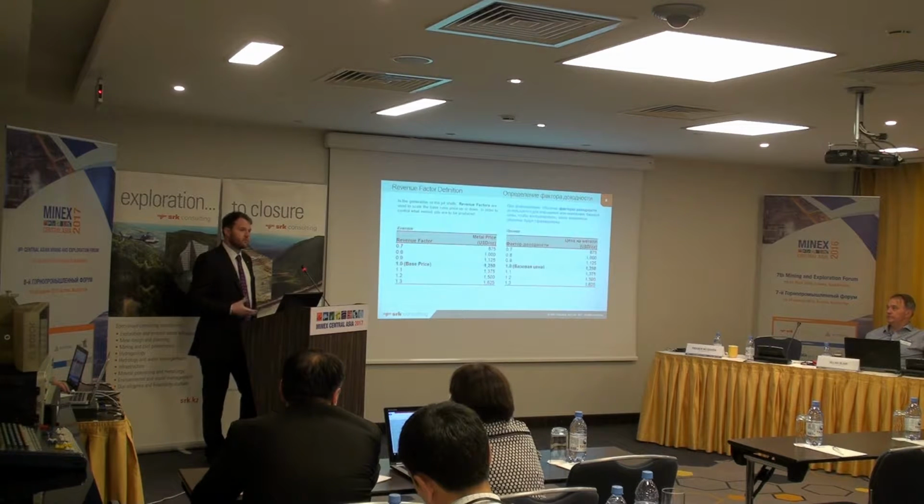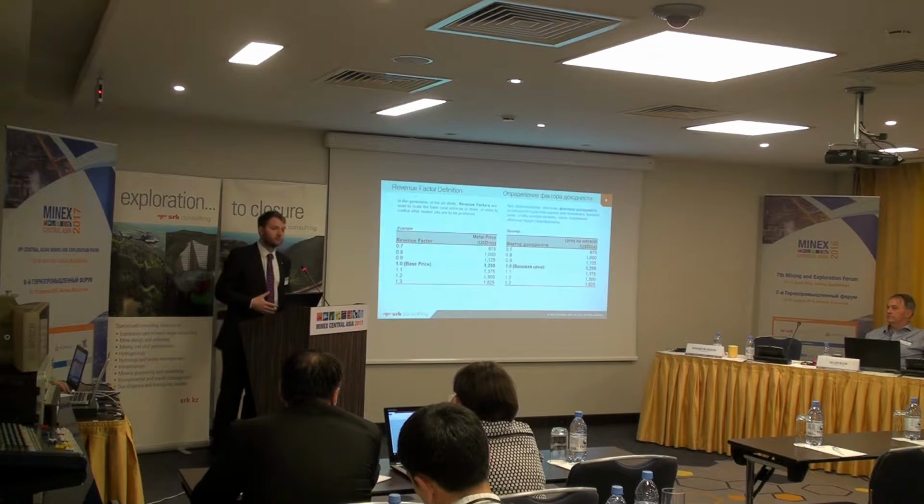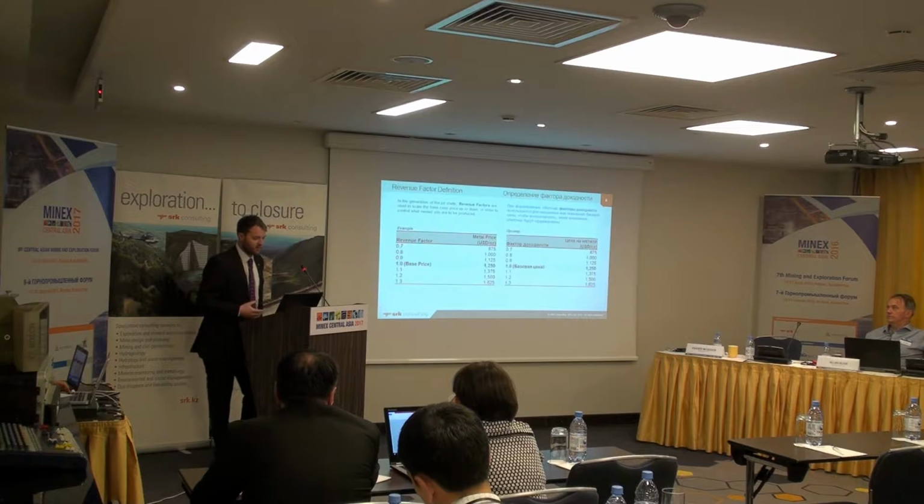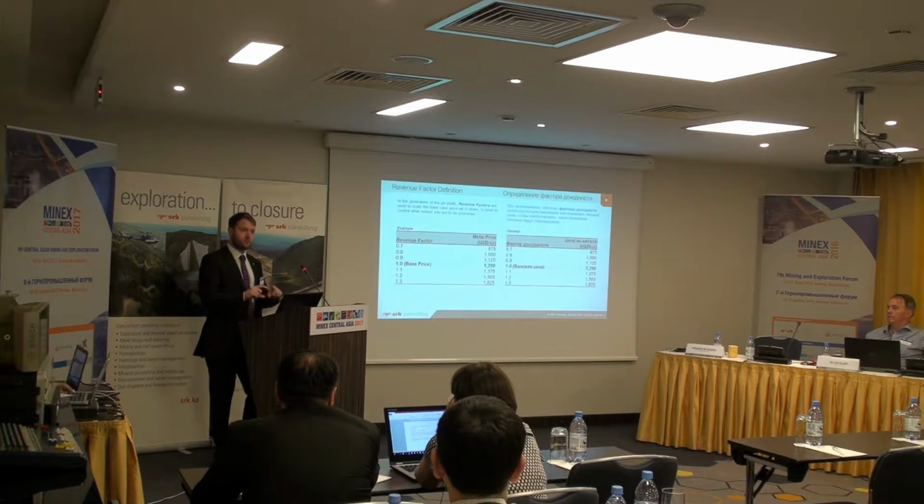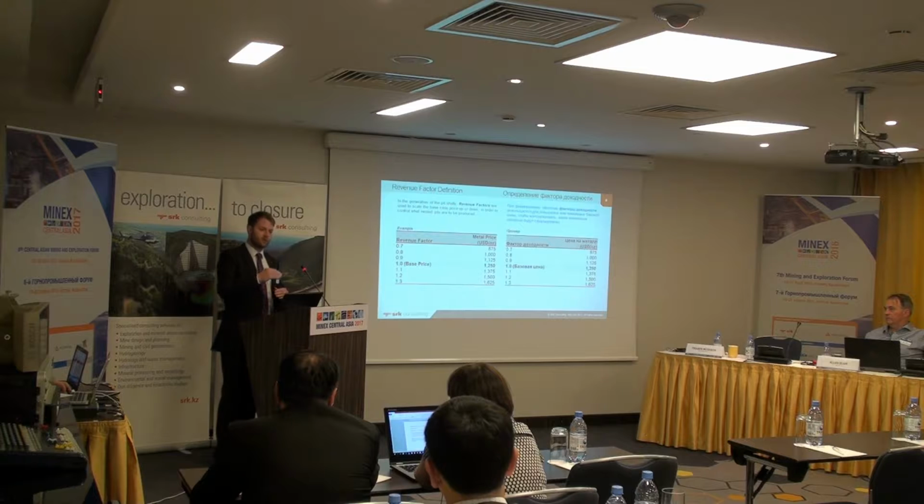One parameter which the pit optimization process uses is something called the revenue factor. Now, in the generation of the pit shells, the optimization software will vary the price that you have input into the optimization and will change it by a factor. For example, here we have a base price for gold of $1,250 per ounce. And the optimization software will vary the price, shown here in 0.1 fractions, and that will affect the size of the resulting pit shell.